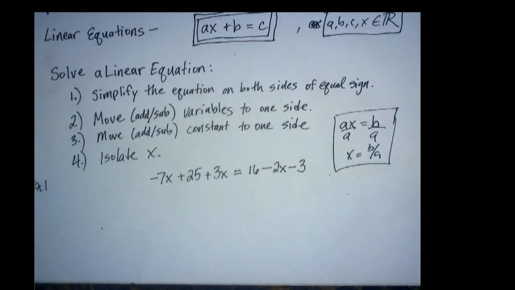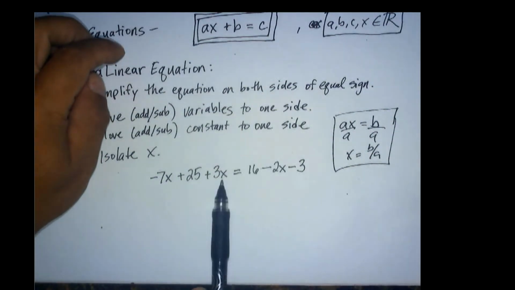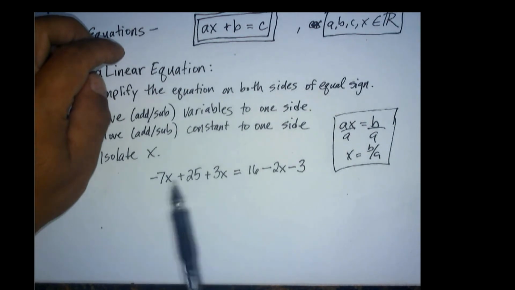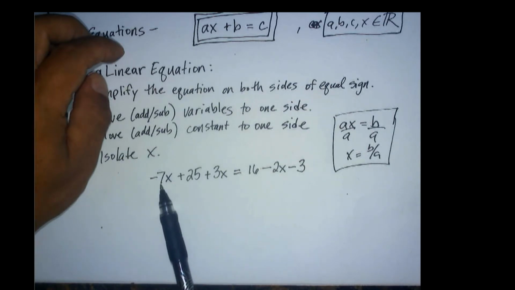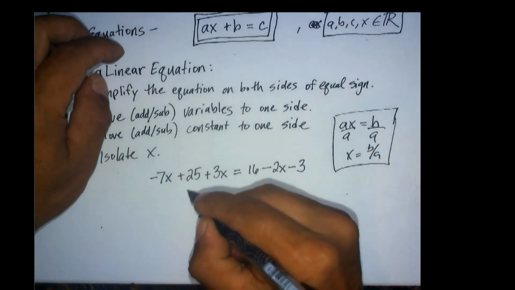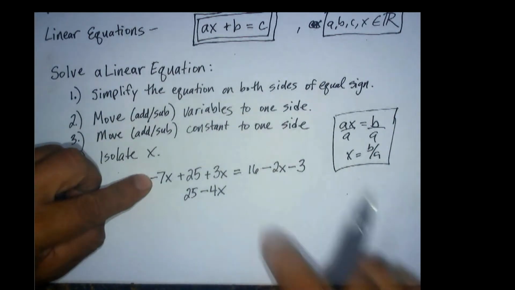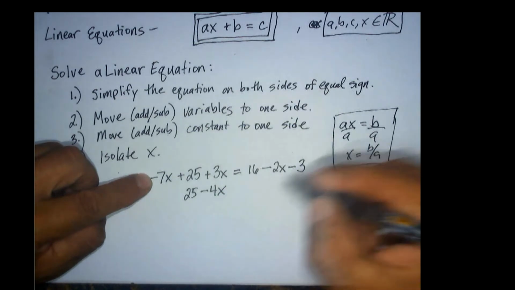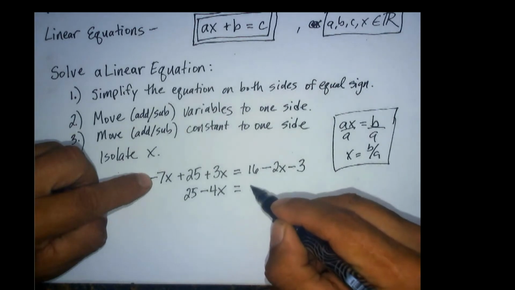Okay. So we've got a little work to do on both sides of the equation there, huh? So first, let's just look at the left side of the equation. You can see that we can combine these two like terms here. So we have negative 7x's and we add 3x's. That would give us minus 4x, right? Negative 7 plus 3 is negative 4. And over here, the two constants can be combined. So 16 minus 3 is 13.